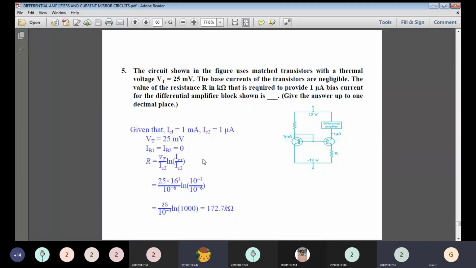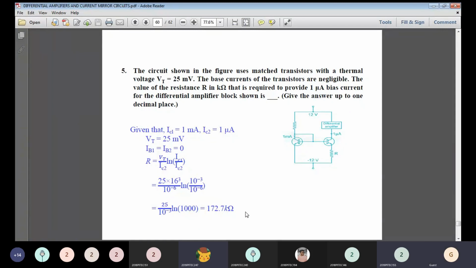So what is the value of resistance? We go with the formula VT divided by IC1, times ln of IC1 divided by IC2, because based on the given data and what the question is asking, you are supposed to choose the corresponding formula. The value of VT is given in the question, and IC1 is also mentioned, so only the substitution part remains. You substitute the values, and the resistance we get here is 172.7 kilo ohms.